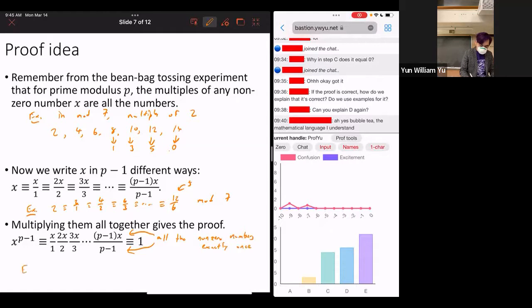What do we mean by that? So an example is 2 to the 6 is equivalent to 2 times 4 times 6 times, well, times 8, but 8 is just 1, times 3 times 5, divided by 1 times 2 times 3 times 4 times 5 times 6. And that all together is equivalent to 1 mod 7, because everything exactly cancels out.